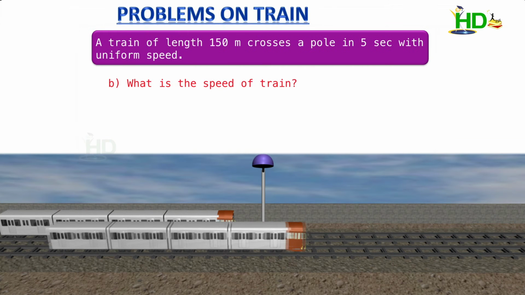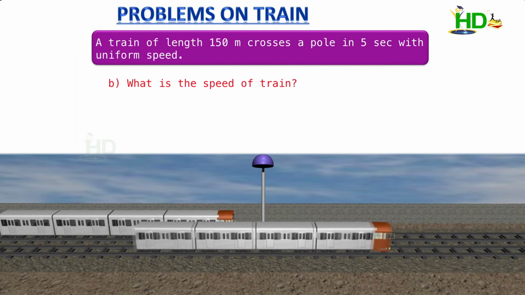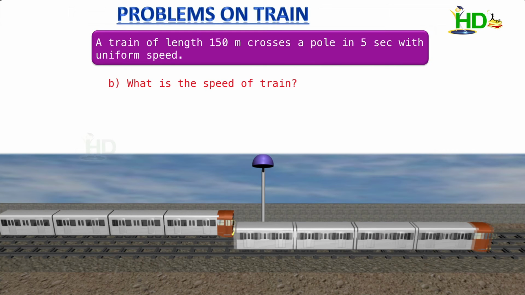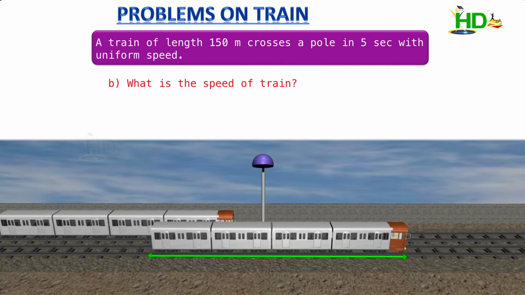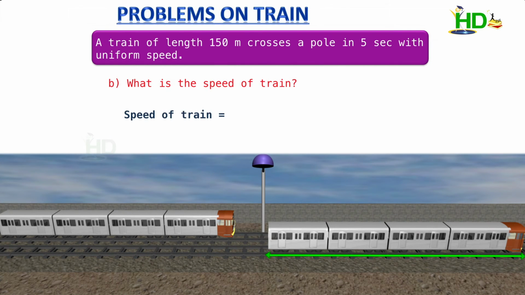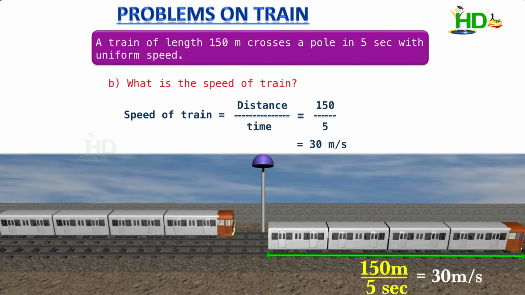The next question is, what is the speed of the train? In this problem, the train takes 5 seconds to travel 150 meter. Speed of the train is nothing but distance by time, that is 150 by 5. This is equal to 30 meters per second.